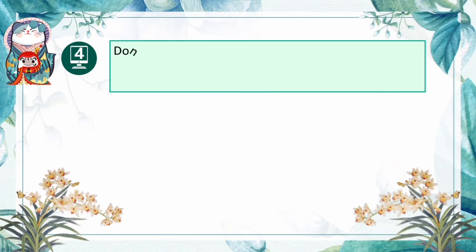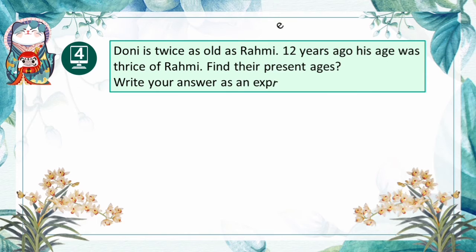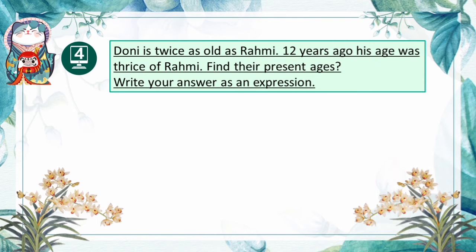Next, example number 4. Donny is twice as old as Rahmi. 12 years ago, his age was one third of Rahmi's. Find their present ages. Write your answer as an expression.